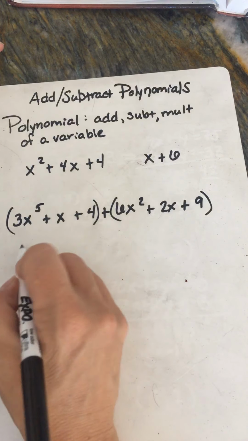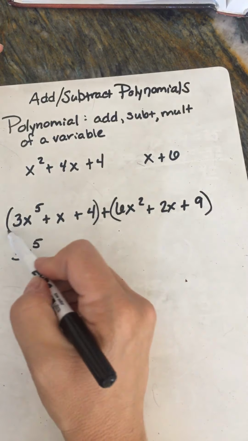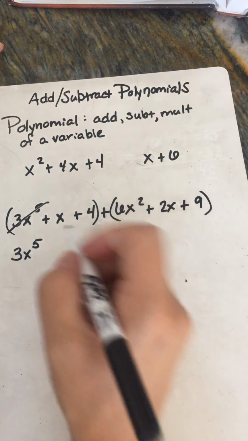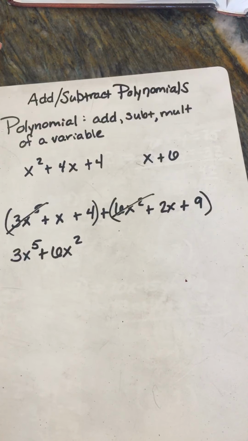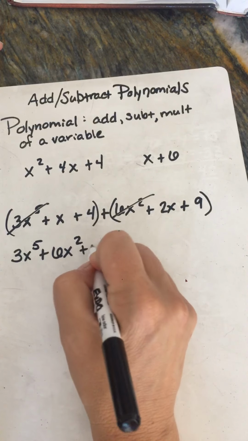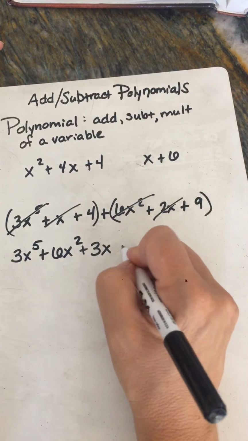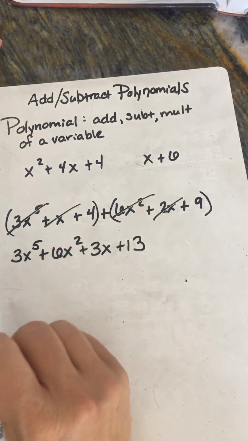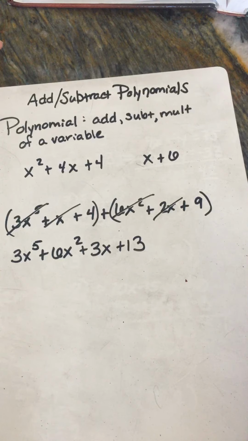So our highest term is 3x to the 5th, and there are no other x to the 5th, so I'm going to cross that one off because I did it. The next would be x squared, and there's only a plus 6x squared, so we'll leave him. Next, highest power would be the first, so there's a 1x and a 2x, so that will give me a 3x there. And then lastly, a 4 and a 9 is 13. So this is my resulting sum polynomial, and it's written in descending order.